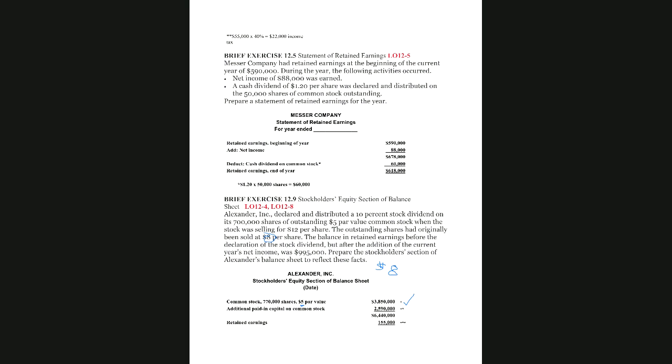Okay, but now we know that we already capitalized the par value. So the $8 per share minus par value, because that $5 per share was already credited to the common stock account. So it's that $3 difference, okay? The $3 times the 700,000 shares of common stock, that's the amount that's going to be capitalized to the additional paid-in capital account. Okay, so it's this $3 times the 700,000 shares.